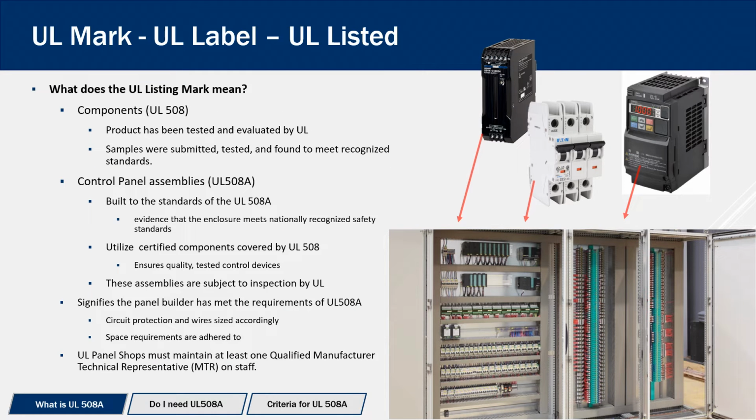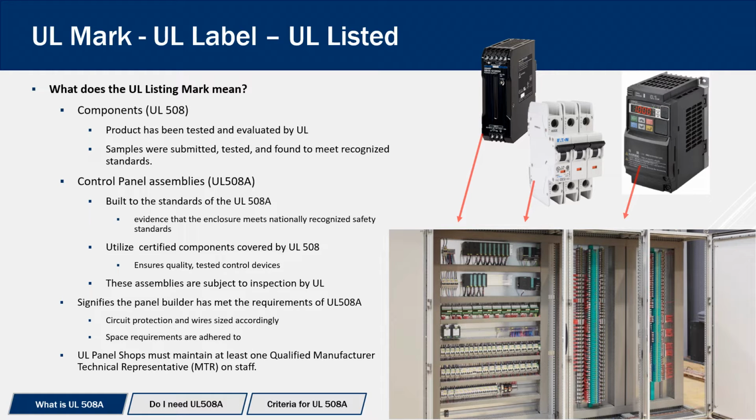So what does this mark mean to us? Specifically, when I see this mark, what's that telling me? For the component side in UL508, we know that that product has been tested and evaluated by UL, meaning samples were submitted, they were tested, they were found to meet these recognized standards, and now they can put that UL mark on them. On the control panel side under UL508A, we know that that control panel has now been built to the standards of UL508A.